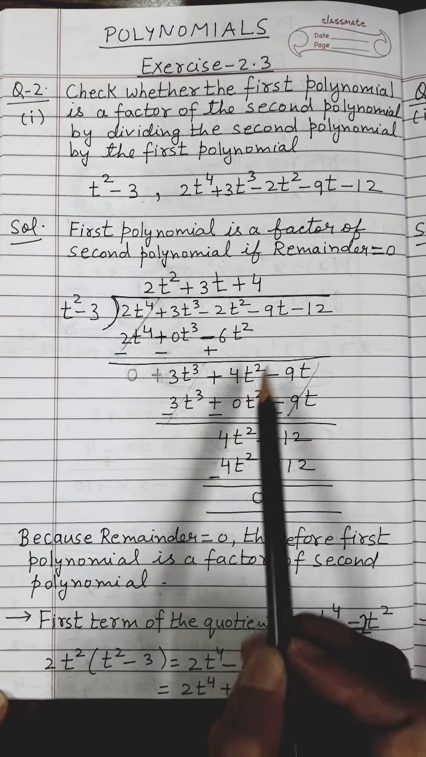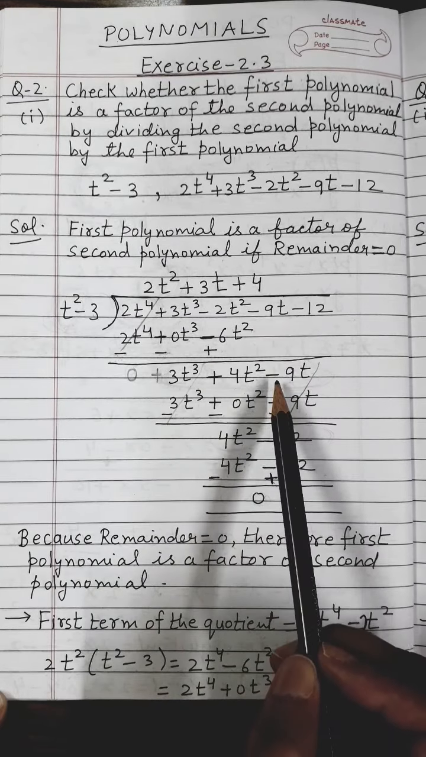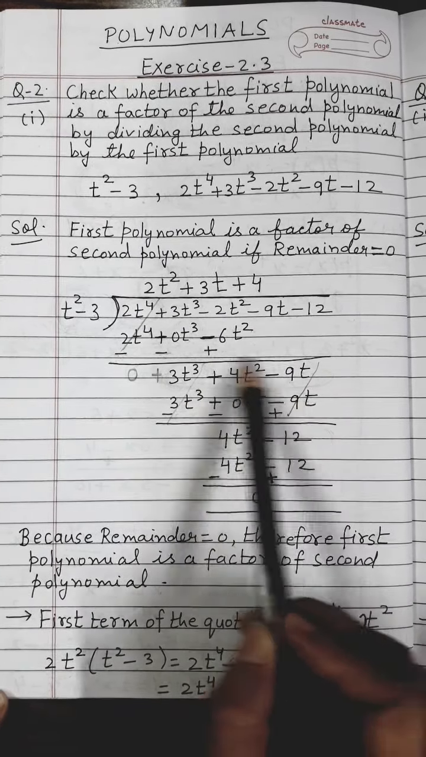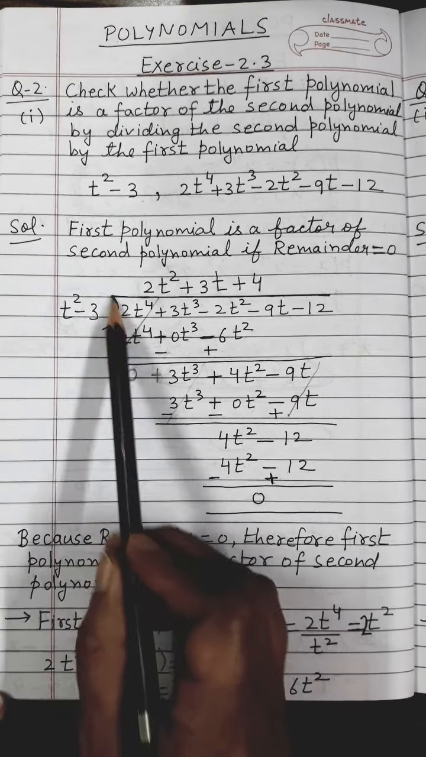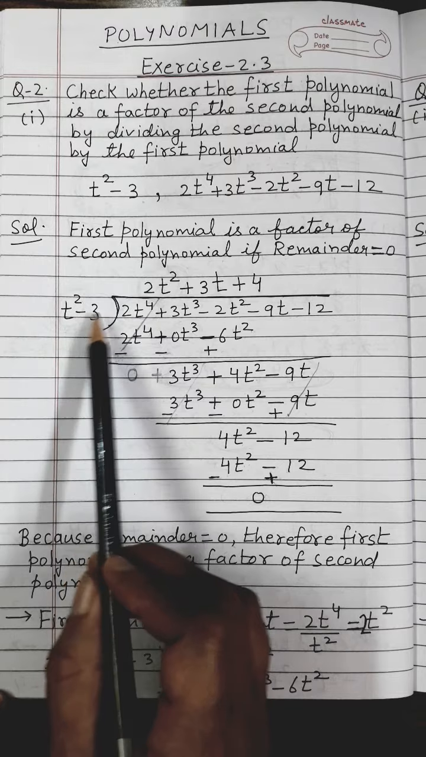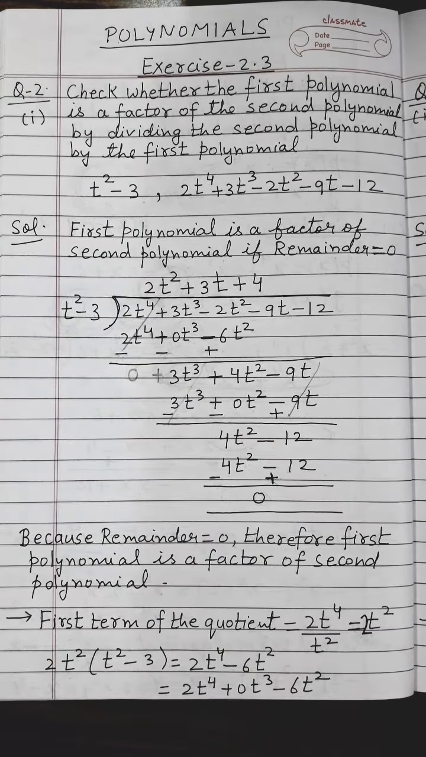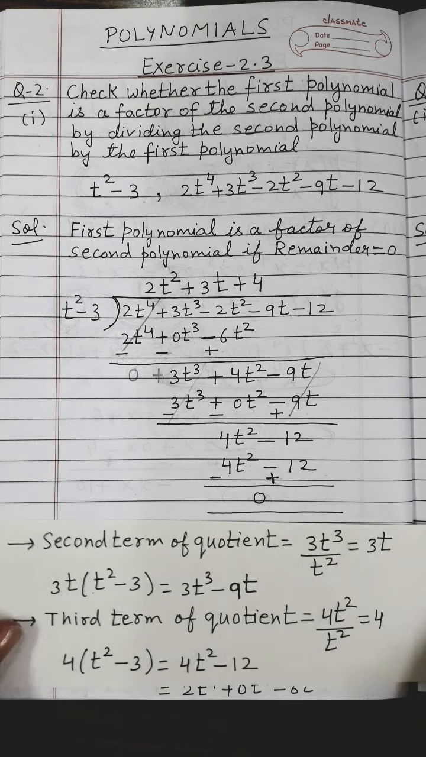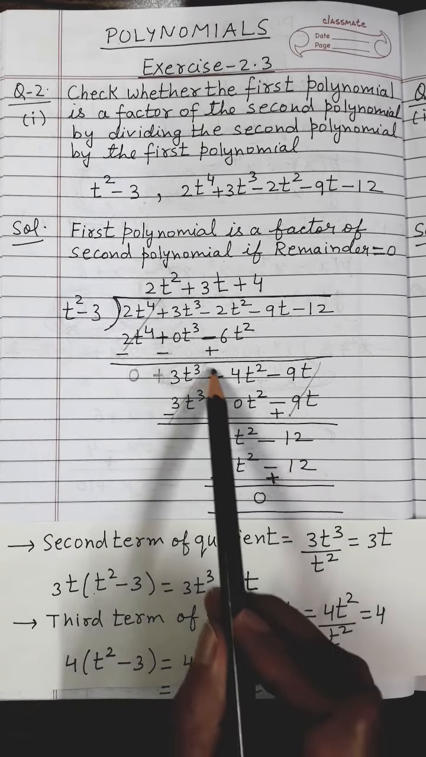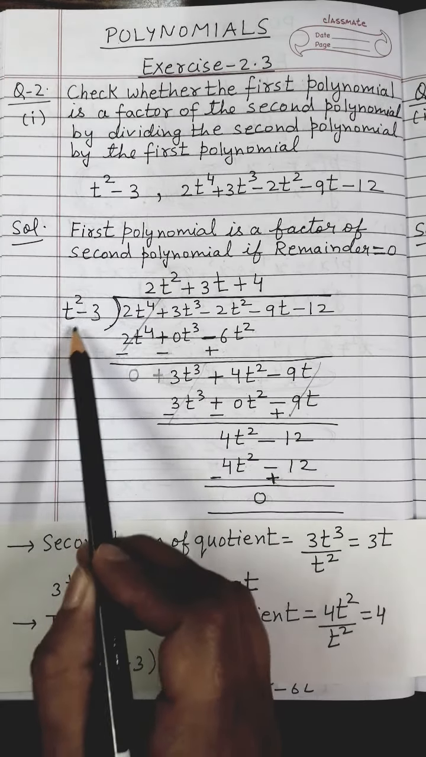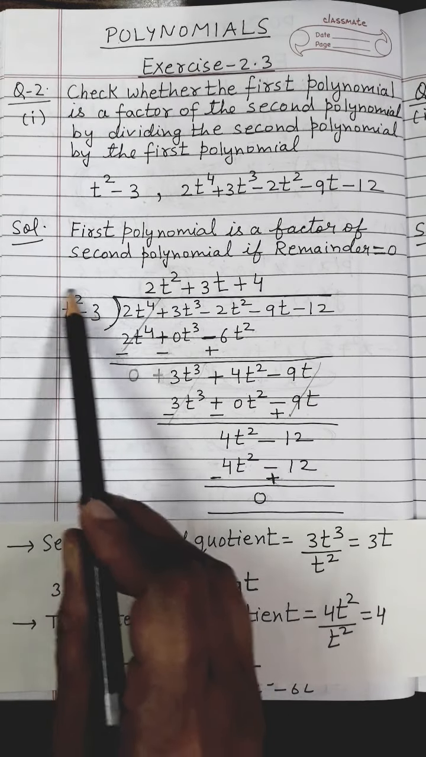Next, I will copy down the next term of the dividend, which is minus 9t. So I write down minus 9t. Now this is my new dividend, and the divisor is the same for this new dividend, that is t square minus 3. So what step will I follow for obtaining the second quotient? For the second term of the quotient, I take the first term of the new dividend divided by first term of the divisor, meaning 3t cube divided by t square.